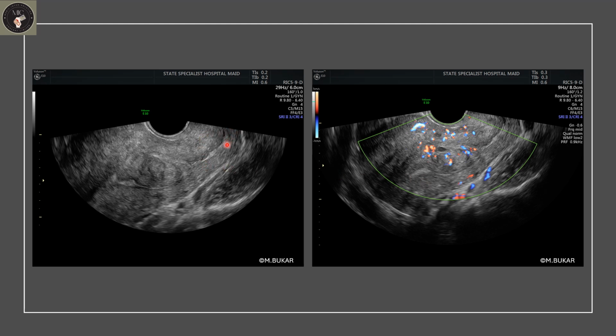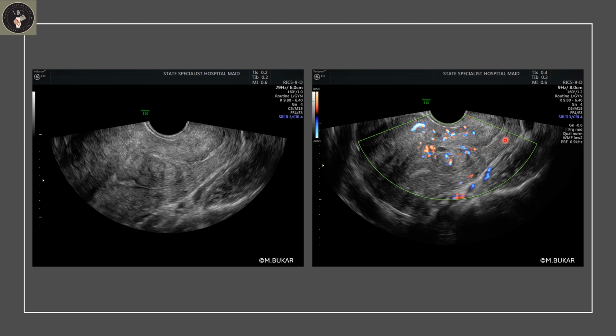You can see the endocervix and a mass within the endometrial cavity. Here you can see the endometrial lining. This is the color Doppler of the same case. Here you can see what looks like a feeder vessel crossing into this lesion.